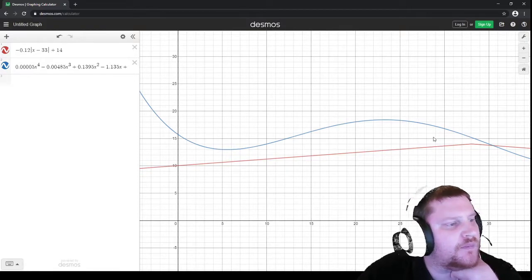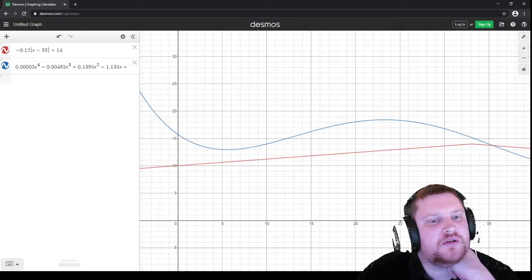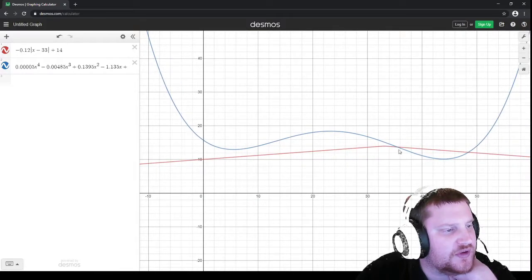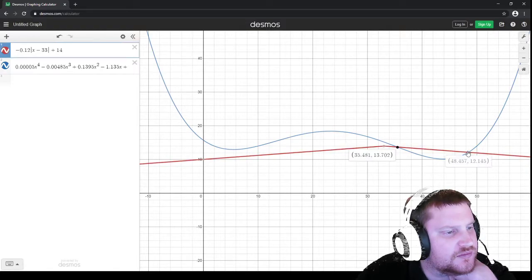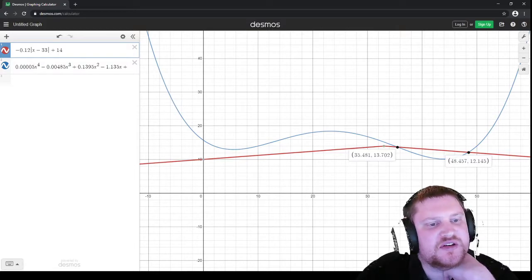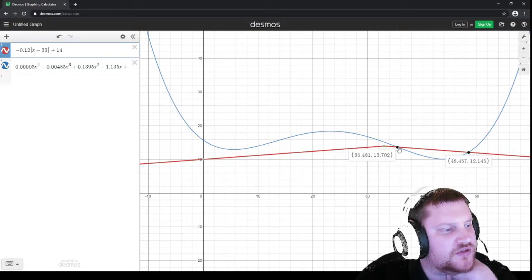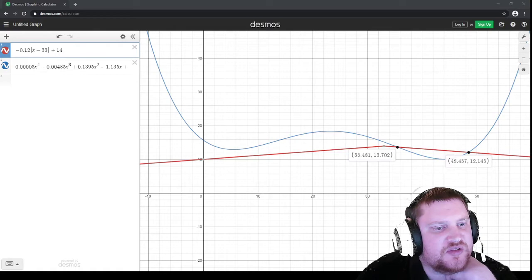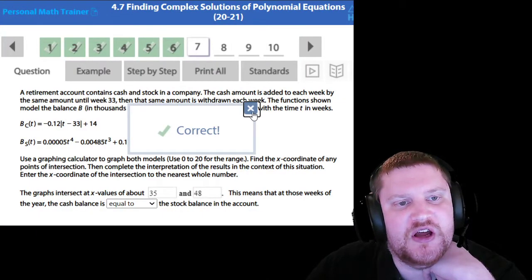Alright. Use a graphing calculator, graph both models. The graph intersects at x values of about. It crosses more than once. Enter the x-coordinate of the intersection to the nearest whole number. So, our first whole number is going to be 35. Second whole number is going to be 48. This means that those weeks of the year the cash balance is equal to the stock balance in the account. Boom. Done. Correct.